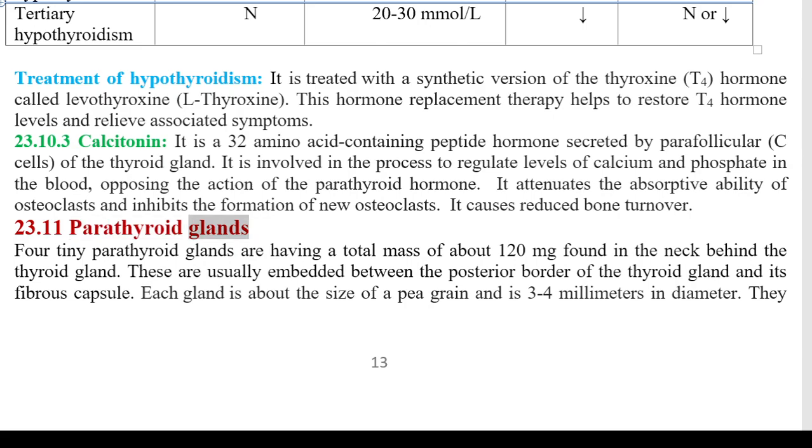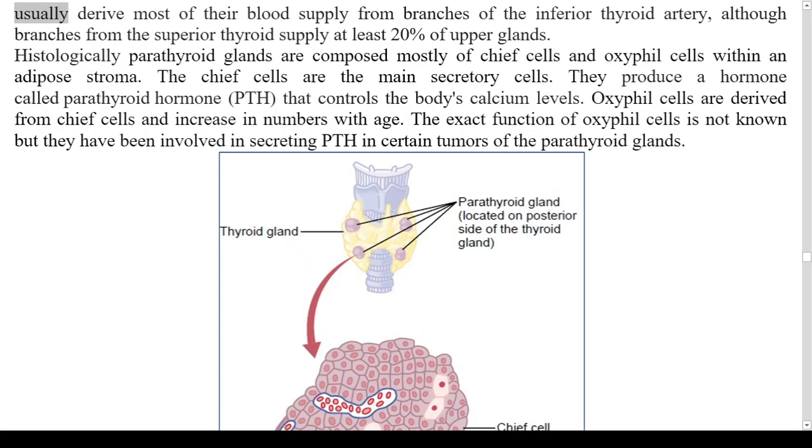23.11 Parathyroid glands. 4 tiny parathyroid glands, having a total mass of about 120 mg, are found in the neck behind the thyroid gland. These are usually embedded between the posterior border of the thyroid gland and its fibrous capsule. Each gland is about the size of a pea grain and is 3 to 4 mm in diameter. They usually derive most of their blood supply from branches of the inferior thyroid artery, although branches from the superior thyroid supply at least 20% of upper glands.